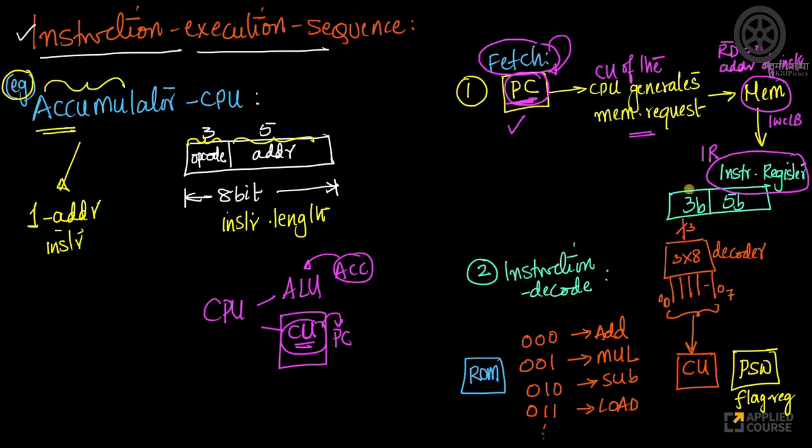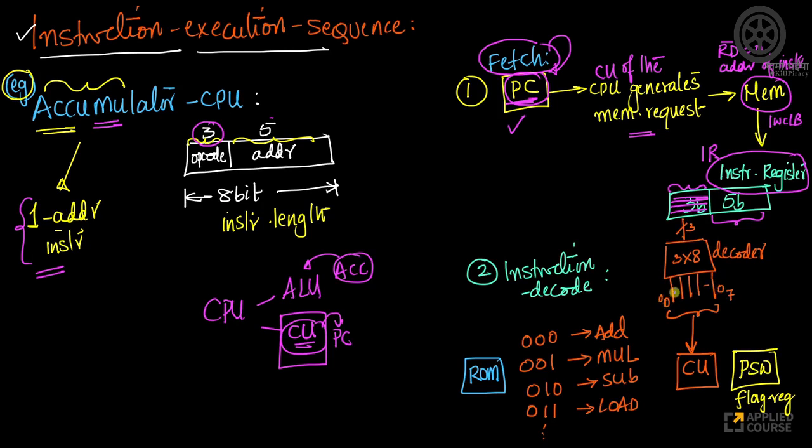Now the instruction register itself is broken up into 2 parts. The first part is for the opcode, the last 5 bits are for the address. Because this accumulator based microprocessor already has a fixed length instruction, it knows that the first 3 bits are opcode, and there are only 1 address instructions in this case. So these 3 bits are passed through a decoder. This decoder is 3 cross 8. Why is it 8? Because 2 power 3 is 8. So there are 3 bits input and 8 bits output.